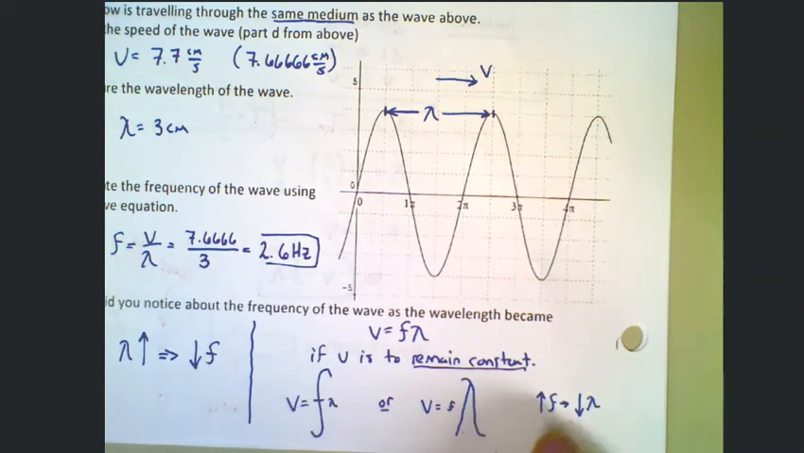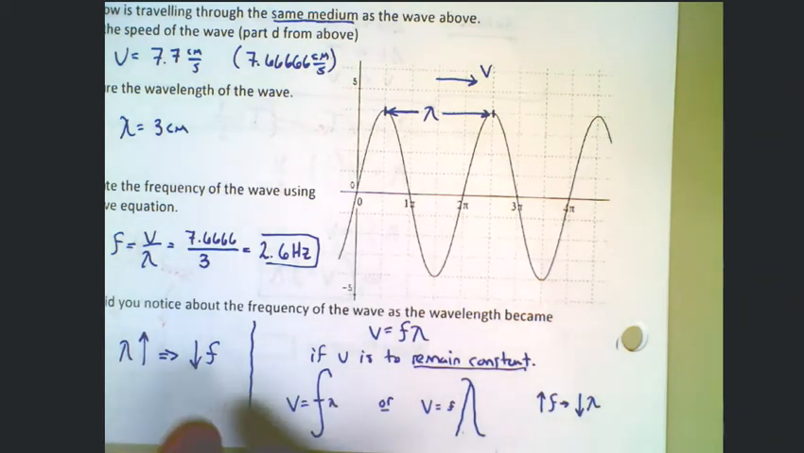So that's one way to think about it intuitively as to why the relationship is this increase in frequency causes a decrease in the wavelength and vice versa. But that's a really important point to note in this work.